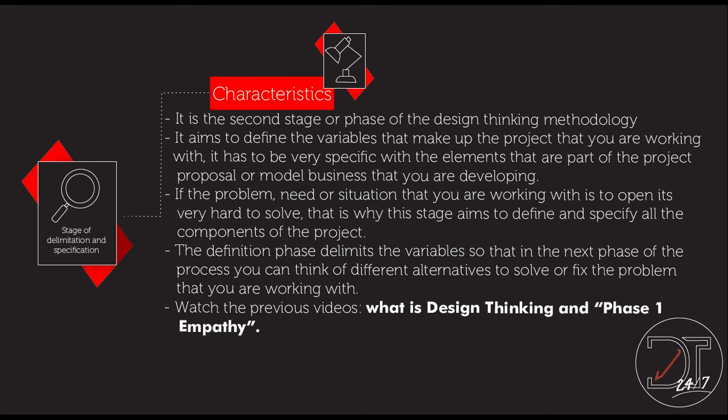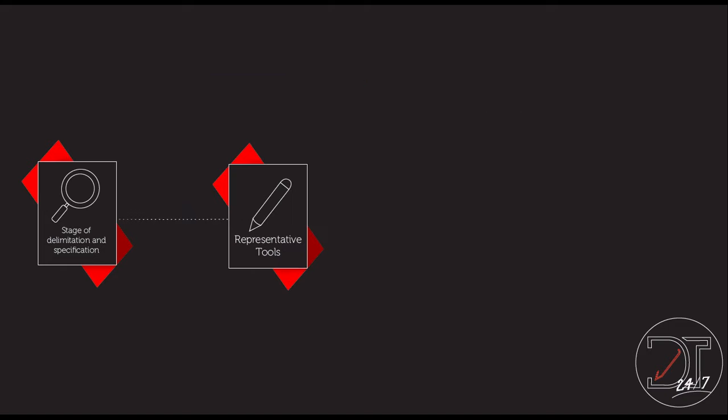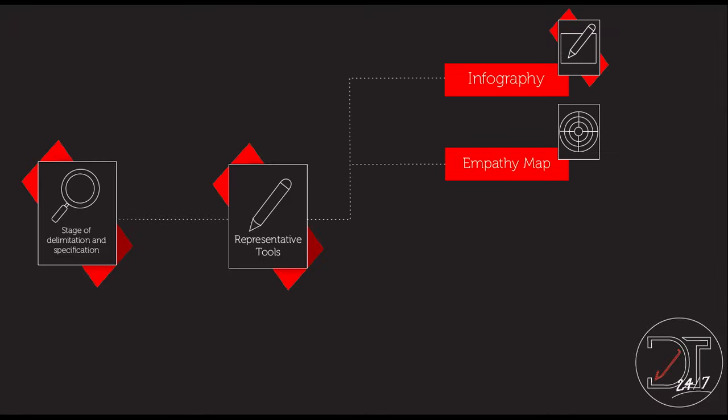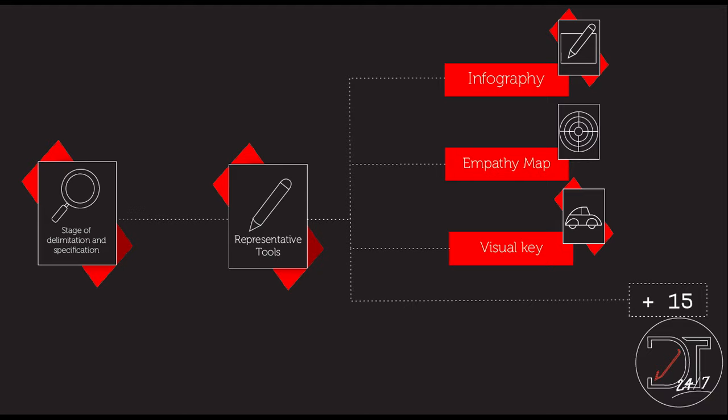It's very important to watch the previous videos: What is design thinking? And phase 1 of the design thinking methodology, which is empathy. Very important so you know the different stages of the methodology. The most important representative tools are infography, empathy map, and visual key. But we have more than 15 tools just for this stage that you can work with. If you want to know how to use them and what they are about, just check our channel because we have all the tutorials so you can develop each one of these tools.